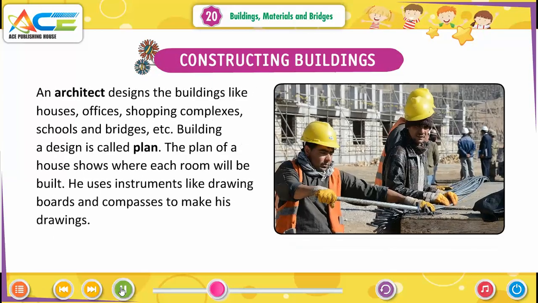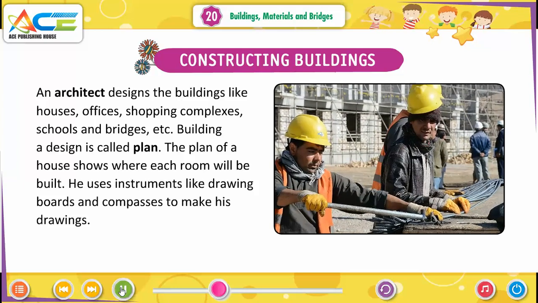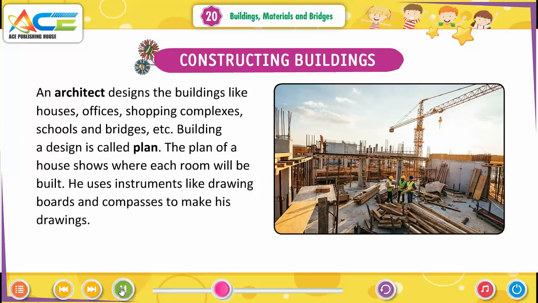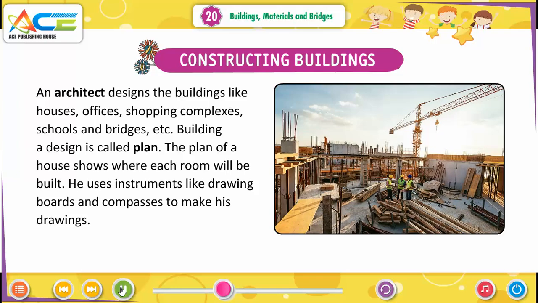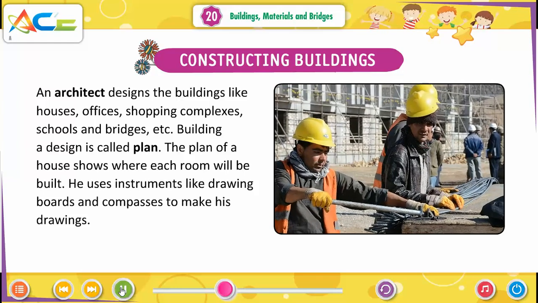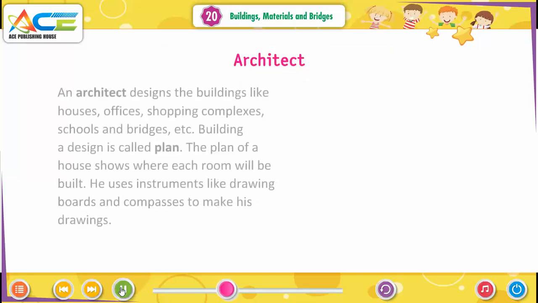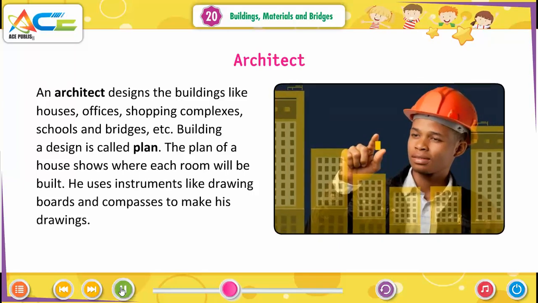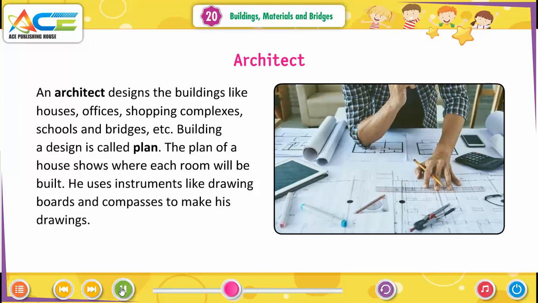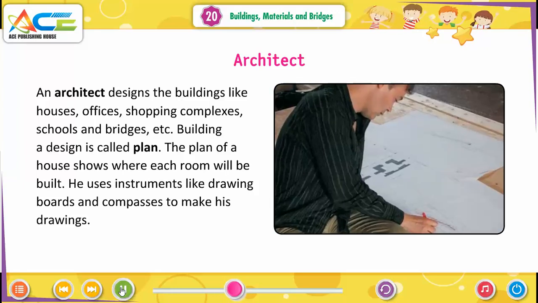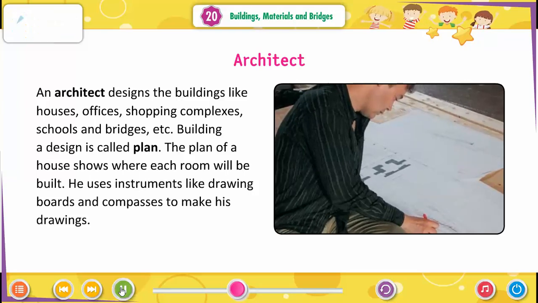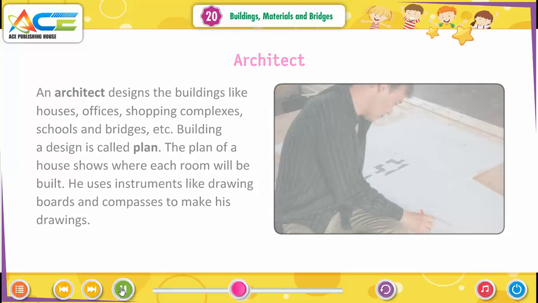Constructing buildings. There are many people who help in the construction of a building. A building may be a school, an office, a house, a mall, a villa, etc. Let us find out about the people who help in the construction. Architect. An architect designs the buildings like houses, offices, shopping complexes, schools and bridges, etc. A building design is called a plan. The plan of a house shows where each room will be built. He uses instruments like drawing boards and compasses to make his drawings.